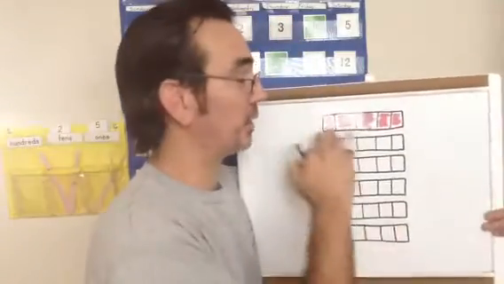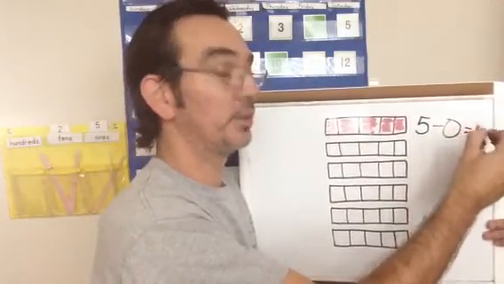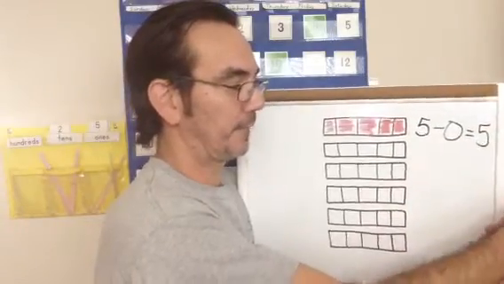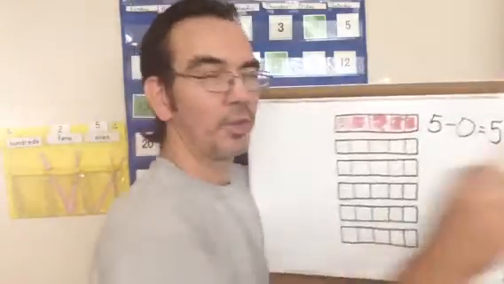And now, I'll write our number sentence. So what do I have? Right here I have 5. And I'm not taking any of them. None of them are changing another color. 5 minus 0 equals 5.